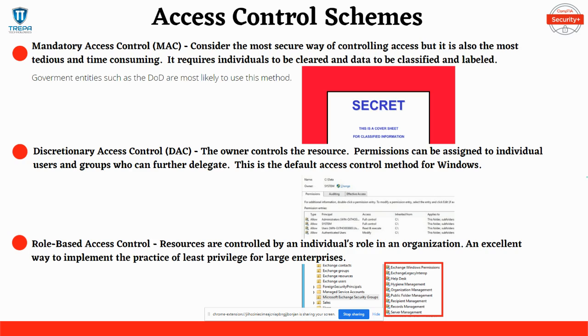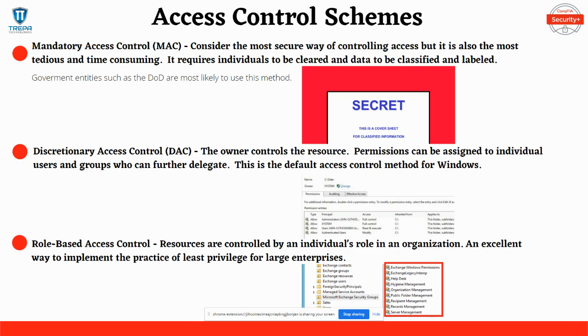Now let's get into some access control schemes. So as security administrators, we must also understand the different access control schemes we can implement in our environments. Mandatory access control is considered the most secure way of controlling access to data. In the MAC scheme, a user must have a certain clearance level to access data. Data must also be classified appropriately and put on segmented networks that reflect that data sensitivity.